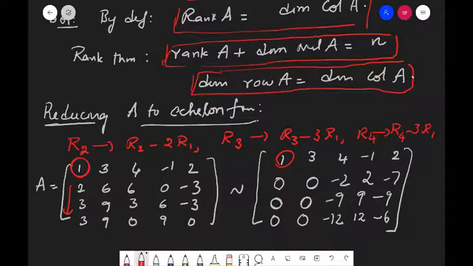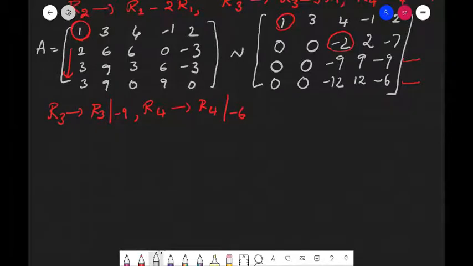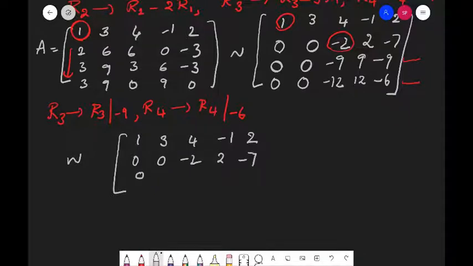Next to the pivot position, before that we can observe that we can simplify this. So let us do the transformation R3 divided by minus 9, and for R4, R4 divided by minus 6. So this matrix is transformed to 1, 3, 4, minus 1, 2, and then 0, 0, minus 2, 2, minus 7, 0, 0, 1, minus 1, 1, and then 0, 0, 2, minus 2, 1.